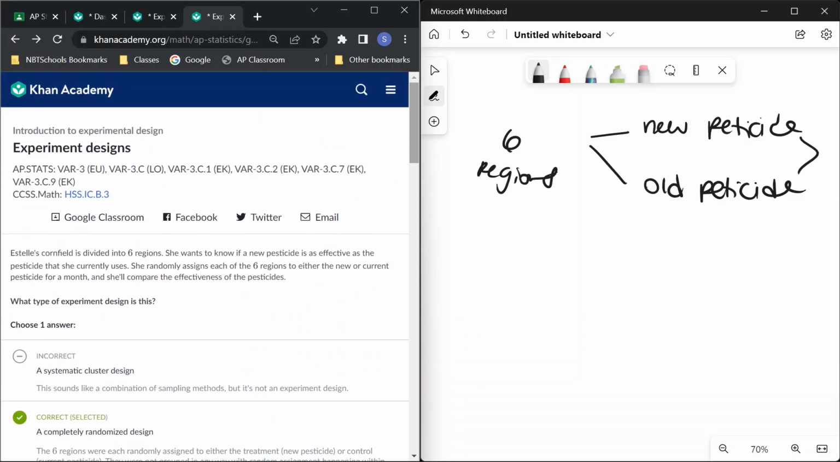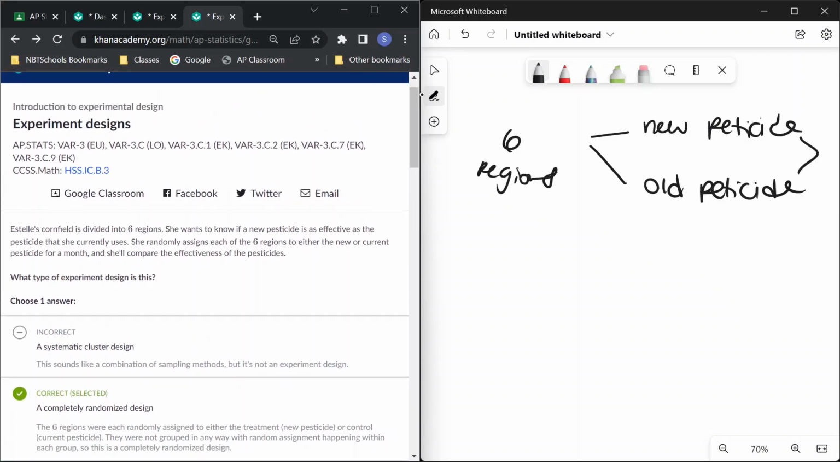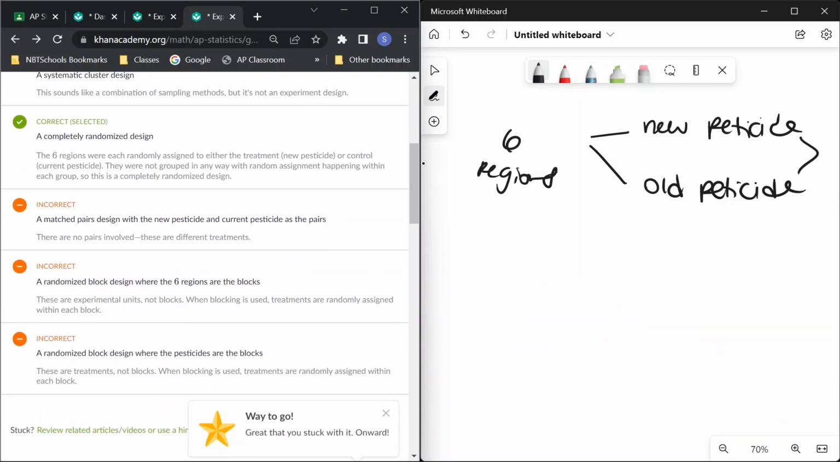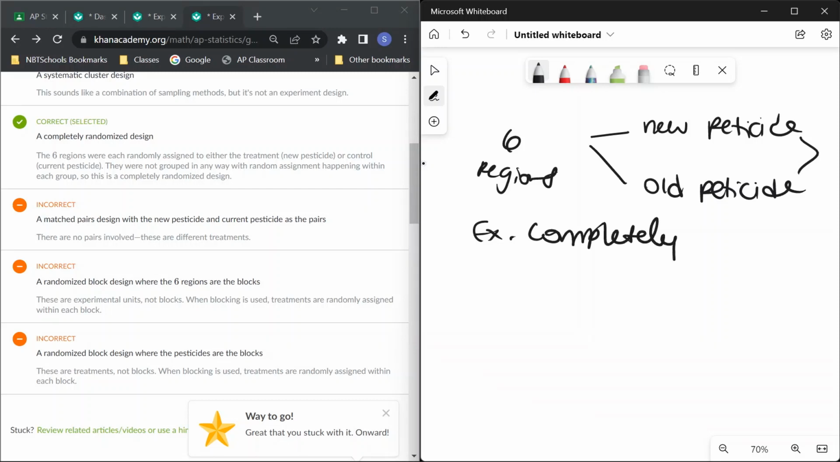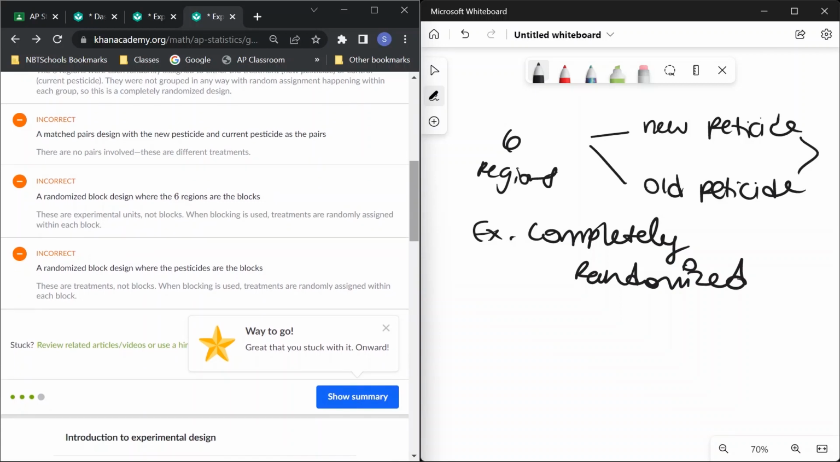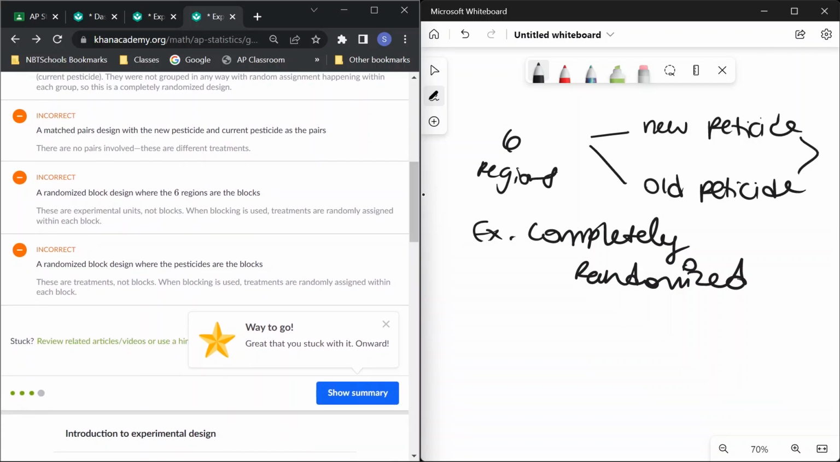This was a really interesting one, because I was thinking, if 6 isn't evenly divided, then what. So it's completely randomized. That's so interesting. So, this example is completely randomized. Okay. Matched pairs, there are no pairs involved. These are different treatments. These are experimental units, not blocks. Treatments are assigned because they are experimental units.